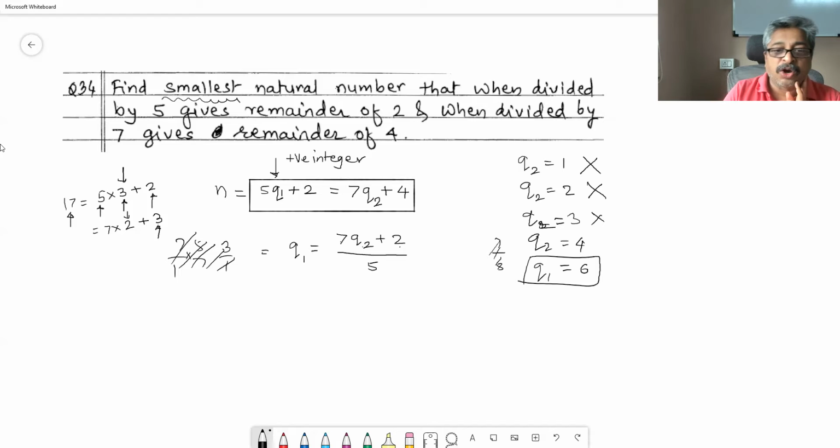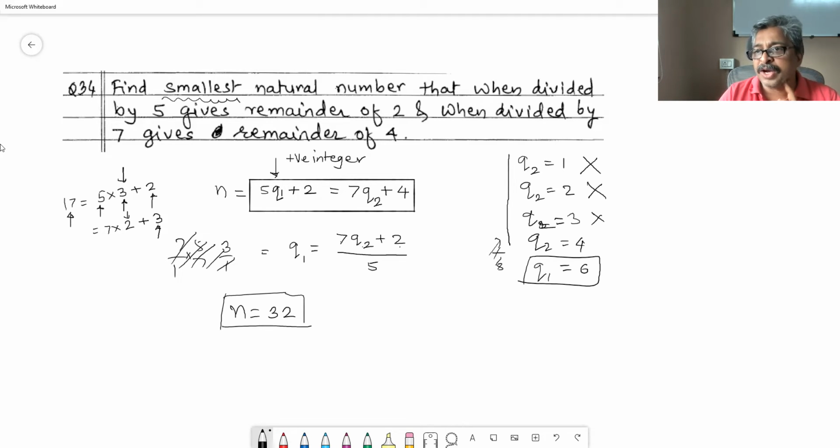So if we use Q1 or Q2 in the original equation now, we will get n. Suppose we use Q1, 5 times 6 is 30 plus 2, n is equal to 32. If we use Q2, then also we get 32. So the answer is this, and therefore the smallest is asked. You are supposed to conduct a few trials and arrive at the final answer. The problem is a little tricky because you will not get the answer quickly. You have to put in a couple of trials and then you will get it. You can do this orally provided you know how to arrive at this ratio. Okay, so the answer for this question is 32.